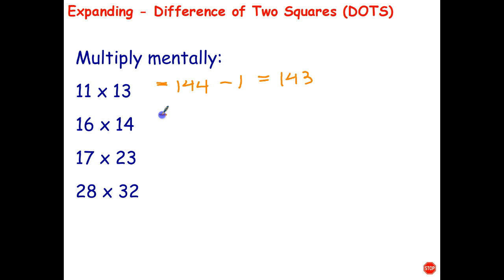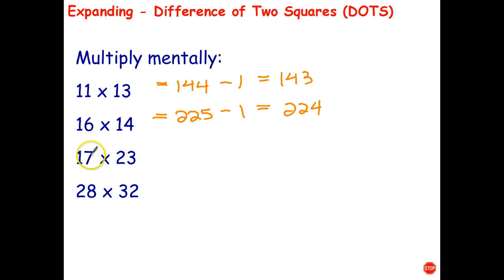Similarly, 16 times 14, this is 15 plus 1 times 15 minus 1. So the quick way to multiply that is square 15, which is 225, minus 1 squared, which is the difference between 16 and 15 and 14, and that turns out to be 224.